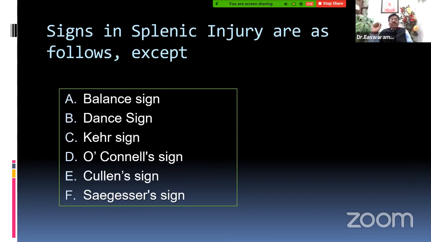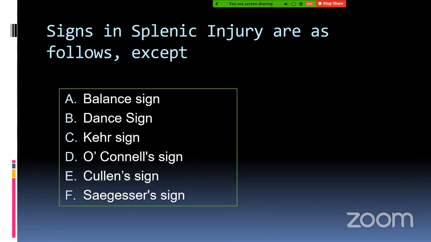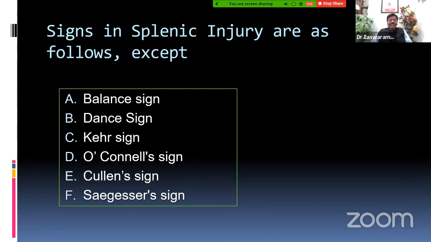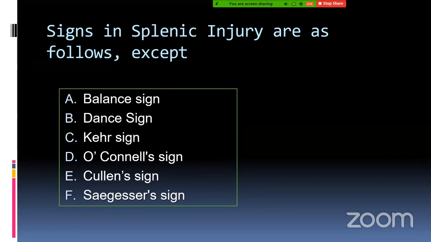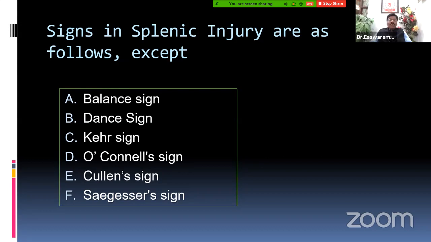Signs in splenic injury are as follows. I have given you some signs here, and except which is the wrong sign here. This is a very difficult question. Dance sign, sir. Yes, you got it right. Because you know Dance sign is present in which condition? Intussusception, sir. But do you know what is Sissinger's sign or O'Connell sign?